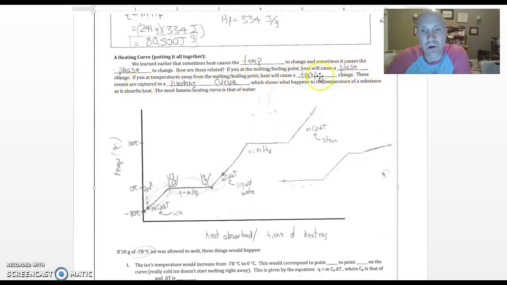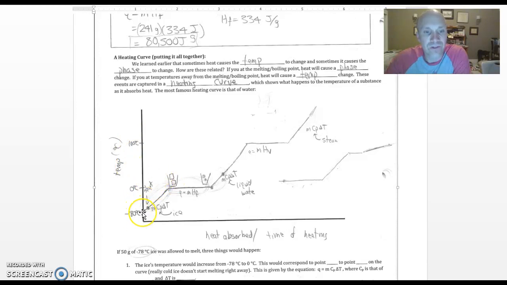All right. So all of these things can be tied together in what's called a heating curve. What this is going to do is show what happens to the temperature of a substance when it absorbs heat. And the most famous heating curve is going to be that for water, and I've shown it here. You can have a heating curve for any substance, but the similarity with other substances is that the overall shape is going to be the same. It's just that the locations of the temperatures are going to be different.